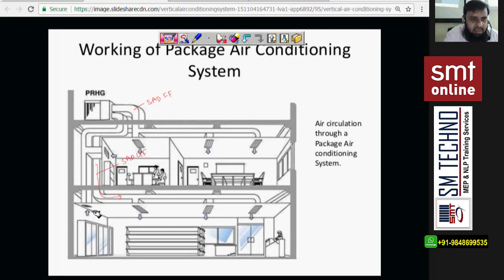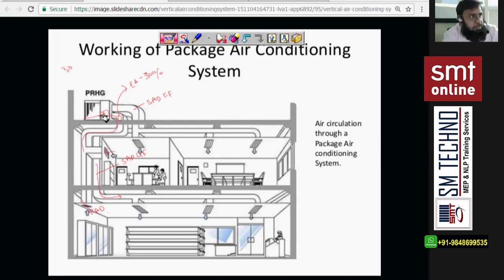And this is the return air duct. This one is the return air duct from the ground floor as well as return air from the first floor, back again to the package. So at the time of return, we can make an opening, and we can go for say 30% as per thumb rule. 30% I'm going to exhaust, and from here or in the duct I can provide the fresh air.